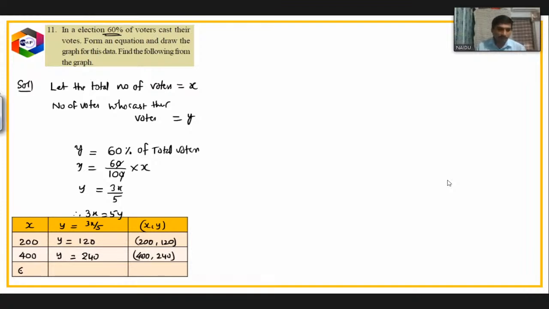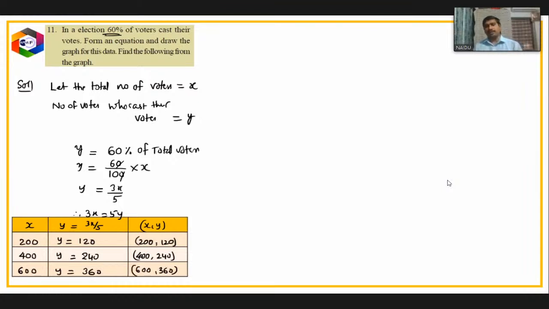And next I am going to take 600 also. So this time, 3 into 600 by 5: 3 times 600 is 1800, and 1800 by 5 is 360. So finally this is 600 comma 360.